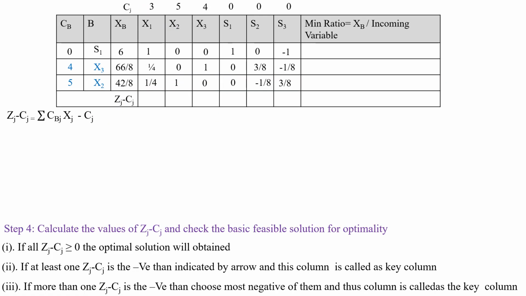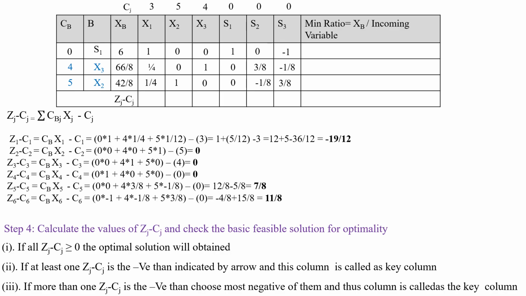Next, once again we have to calculate Zj minus Cj and check the basic feasible solution for optimality. So first we have to determine Z1 minus C1 for the X1 variable, that is 0 into 1 plus 4 into 1 by 4 plus 5 into 1 by 4 minus 3. So which is equal to 0 into 1 is 0, 4 into 1 by 4 is 1, 5 into 1 by 12 is 5 by 12, minus 3.